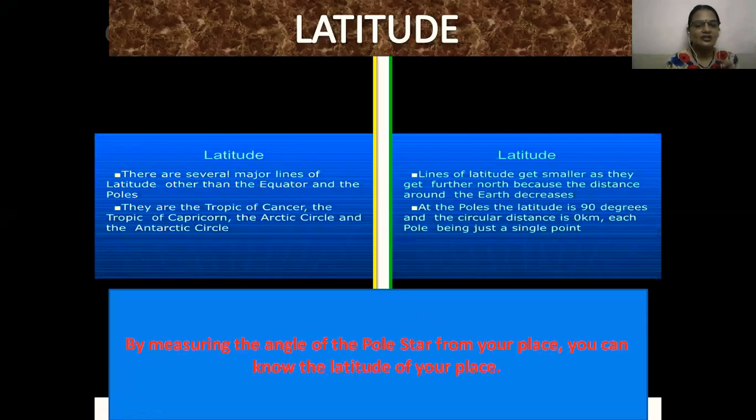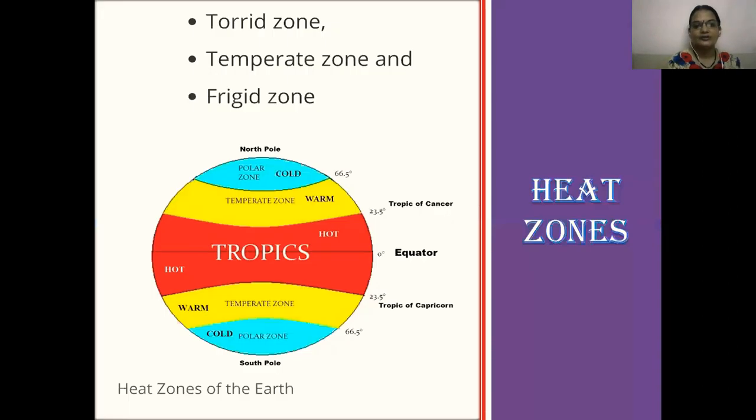There are several major lines of latitude other than the equator and the poles. There are Tropic of Cancer, Tropic of Capricorn, Arctic Circle, and Antarctic Circle. These are the important latitudes. And lines of latitude get smaller as they get nearer to the poles, because the distance around the Earth decreases. At the poles, the latitude is 90 degrees and the circular distance is 0 kilometer. Each pole is just a single point.